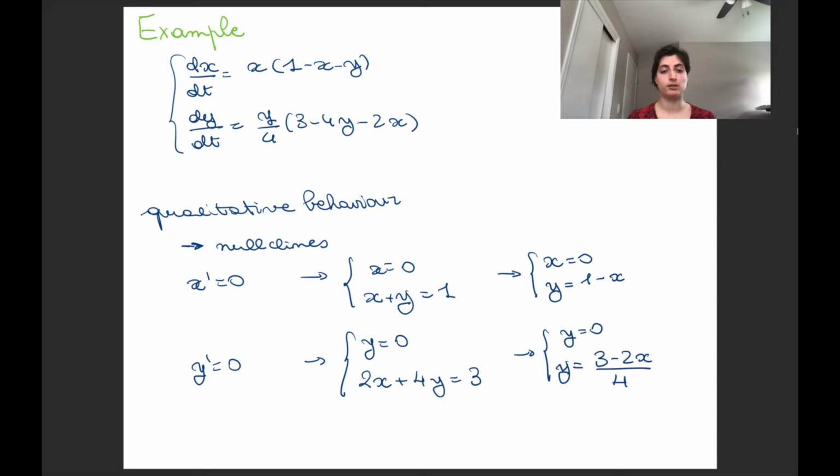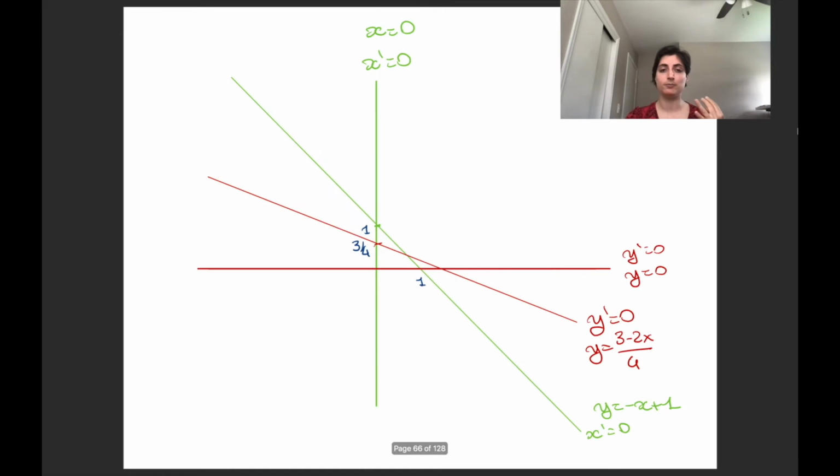And we want y prime equal to 0. That gives us y equals 0 or 2x plus 4y equals 3. We can rewrite this as y equals (3 minus 2x) divided by 4. So now we have 4 nullclines, 2 for x prime and 2 for y prime, and we can draw them. In red, I have drawn y prime equal to 0, and in green, I have drawn x prime equal to 0. That means on the green lines, the curves possibly, we can only move vertically. On the red lines, we can only move horizontally.